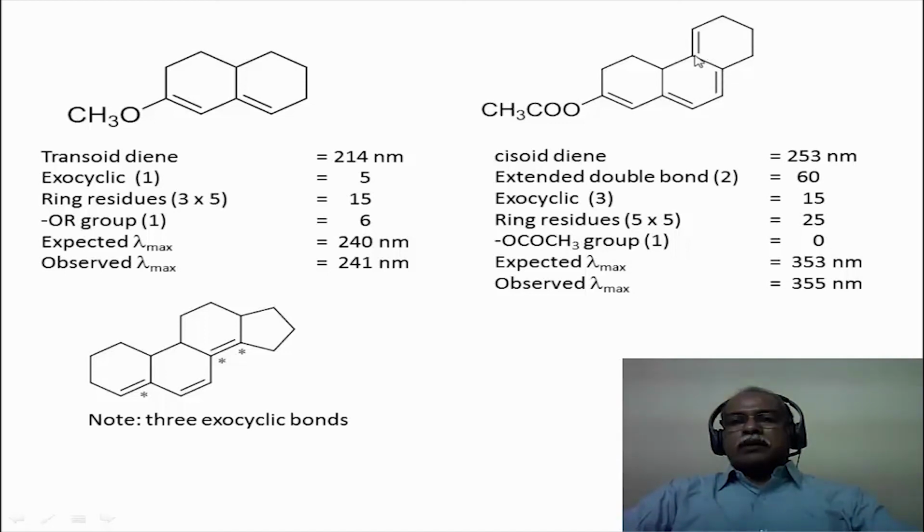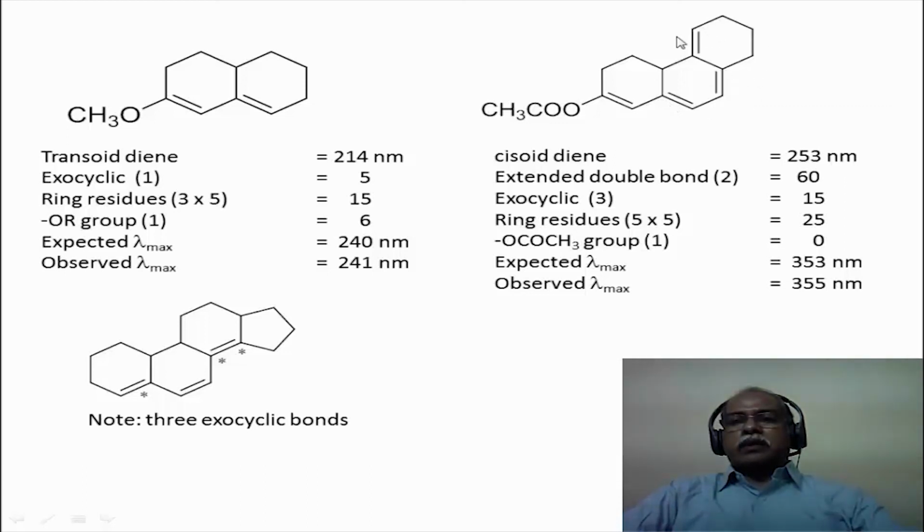So there are 3 exocyclic bonds. This is one exocyclic bond to this ring, and this is another exocyclic bond to this particular ring. This is an exocyclic double bond for this particular ring. So the 3 exocyclic bonds each will contribute 5. So 3 times 5 is 15. The ring residues, there are 5 ring residues: 1, 2, 3, 4 and 5.